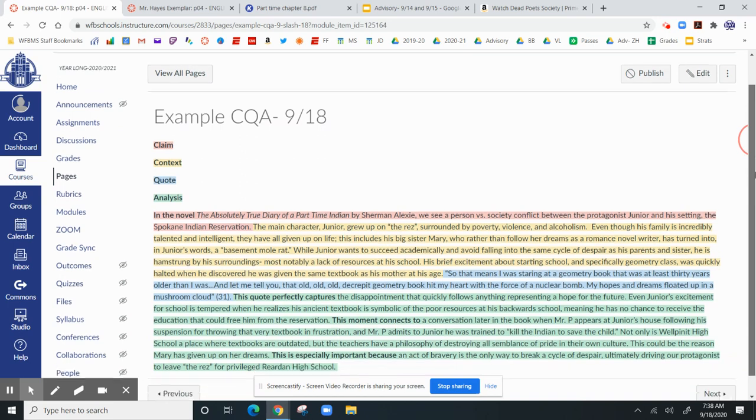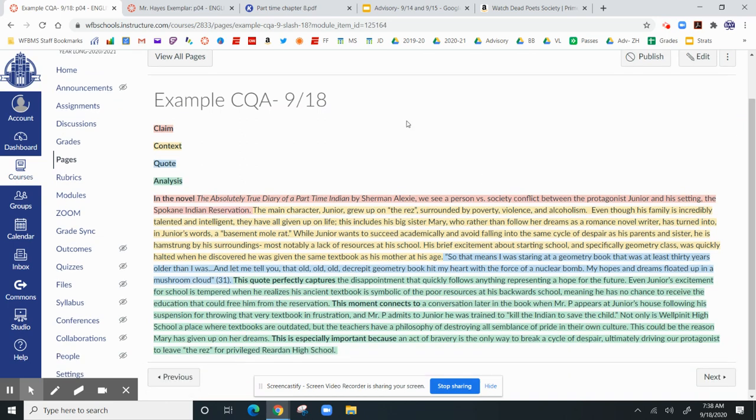you're going to see my example CQA paragraph. This should be about the length of yours. Yours might be a little bit longer, but you do not want it to be much shorter than this. This is a big paragraph. You can see here I divided the parts up into color code so you can clearly see what's going on. I've got my claim in red, my one sentence claim, my main idea, my main point, my yellow context, my blue quote, and my green analysis.